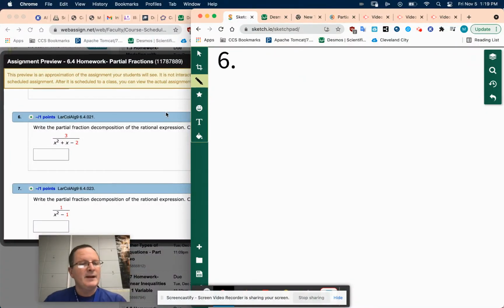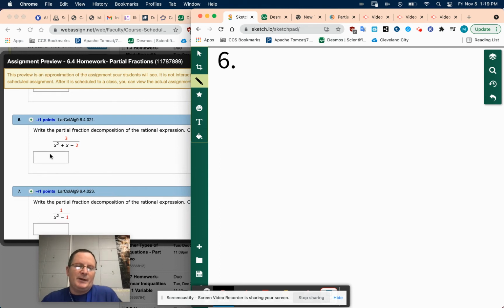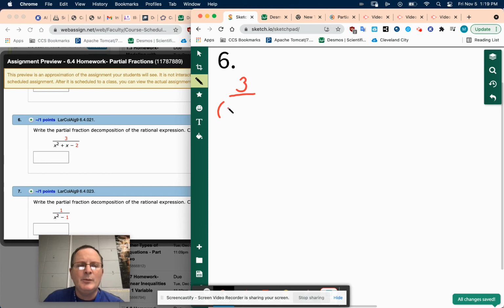Okay, let's do another one. Now, the only difference on this one is the factoring's a little bit different. All right, but you're still going to do the same thing. So I've got 3. Again, no x's there, so that's going to matter later on. And then my denominator, sorry, factors as x plus 2 and x minus 1.